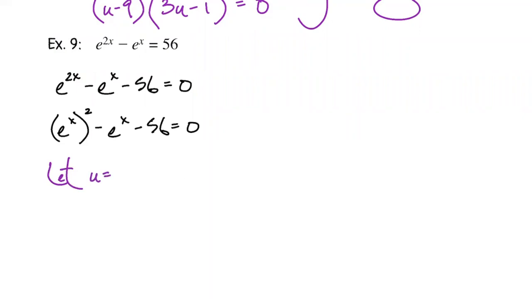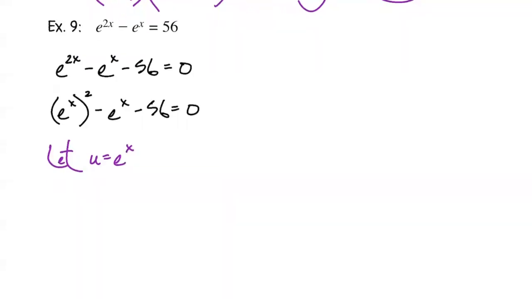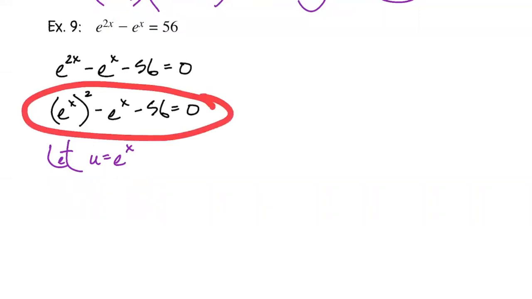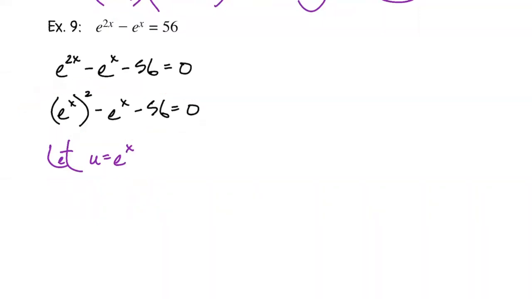What would be a good substitution to make in this case? Yeah, let's let u equal e to the x. Now I'm going to rewrite this equation, but everywhere I see e to the x, I'm going to put a u. So what do we get? We get u squared minus u minus 56 equals 0.